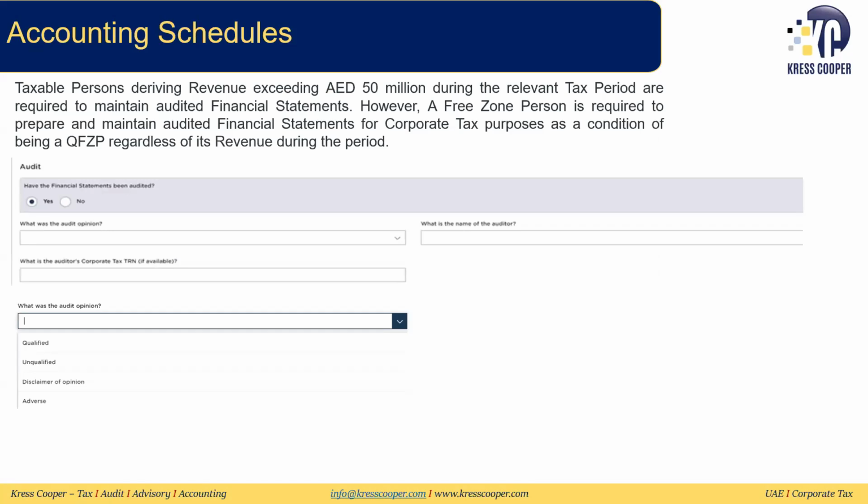Like I said, certain entities are required to have their accounts audited, those whose revenue exceeds 50 million or qualifying free zone persons. So they have to fill in this section. Again, this is like a reporting section where you're just filling in the information. They're asking if the financial statements have been audited or not. What was the audit opinion? Was it qualified, unqualified, disclaimer, or adverse? What is the name of the auditors who did this audit for you? And if you have the corporate tax TRN of that auditor as well, if the information is available to you.